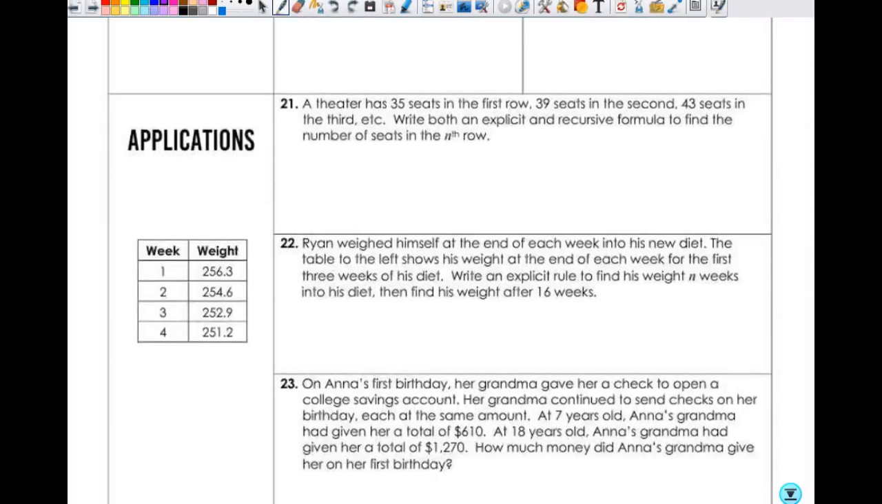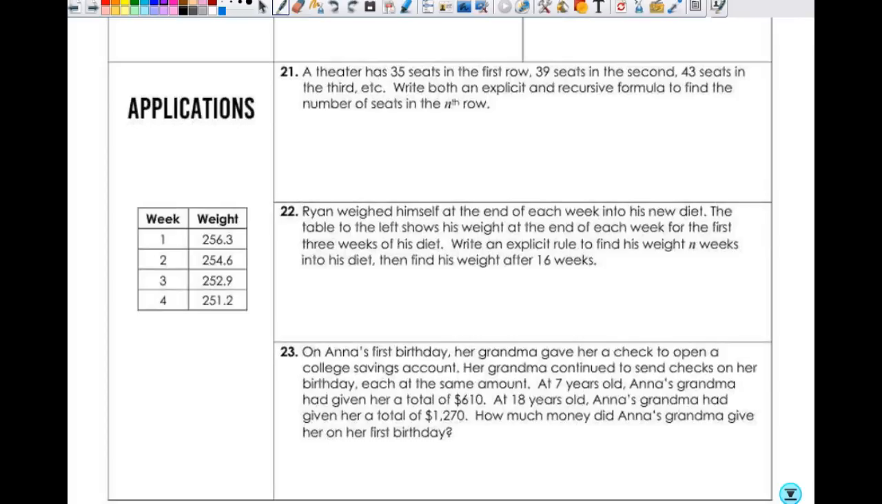Now let's look at these application problems. A theater has 35 seats in the first row, 39 seats in the second row, 43 seats in the third row, etc. Write both an explicit and recursive formula to find the number of seats in the nth row. All right, so A1, first row, 35. Your common difference, each row has an additional 4 seats. Add 4, add 4, add 4. So your recursive formula then, A sub N is equal to A sub N minus 1 plus 4. A1 is 35, and N has to be greater than or equal to 2.